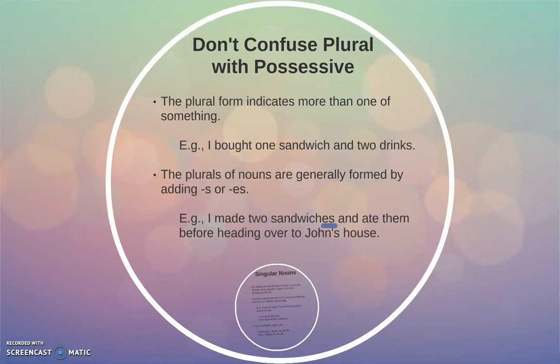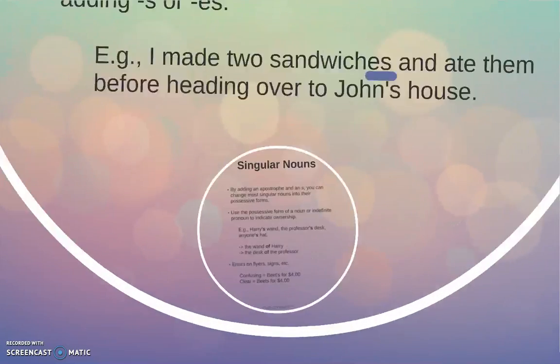Remember, not all words ending in s require an apostrophe before the s. Do not confuse the plural form of a word with the possessive form. Use the plural form to indicate more than one of something. For example, I bought 1 sandwich and 2 drinks. The plurals of nouns are generally formed by adding s or es. For example, I made 2 sandwiches and ate them before heading over to John's house.